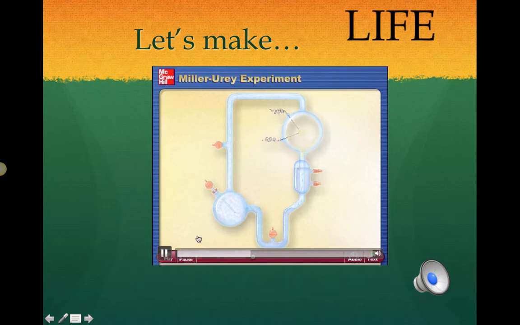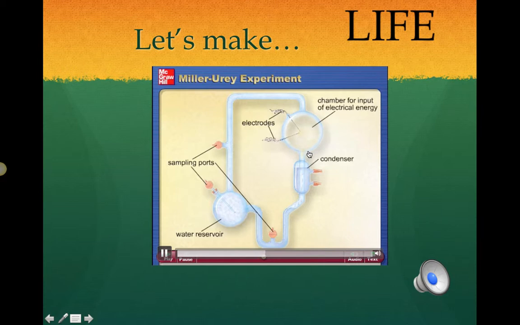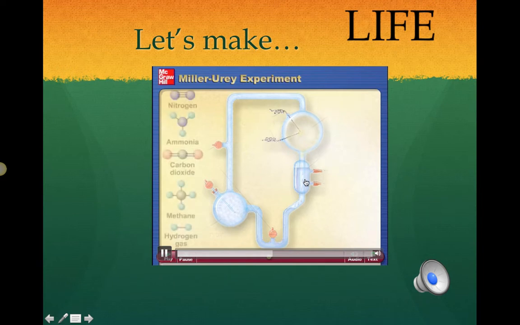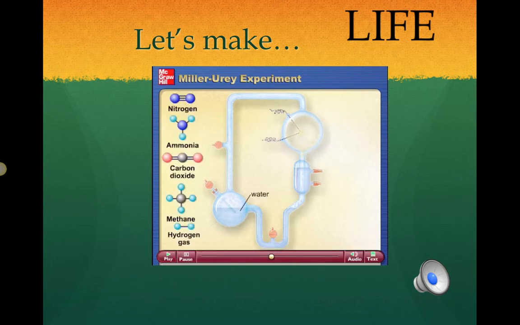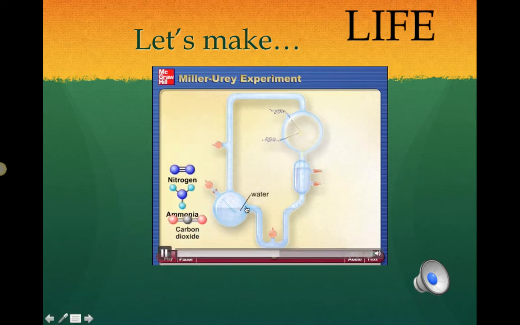So, they constructed an apparatus which contained a water reservoir, sampling ports, a chamber for the input of electrical energy, and then finally, the apparatus contained a condenser to convert the water vapor back to a liquid. To start this process, Miller and Urey added water, hydrogen, methane, carbon dioxide, ammonia, and nitrogen into the water reservoir.